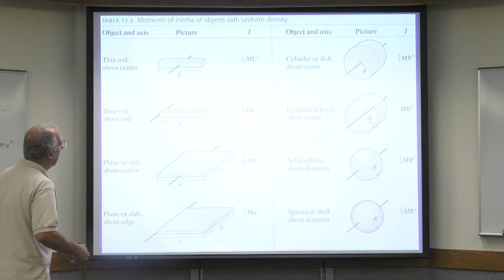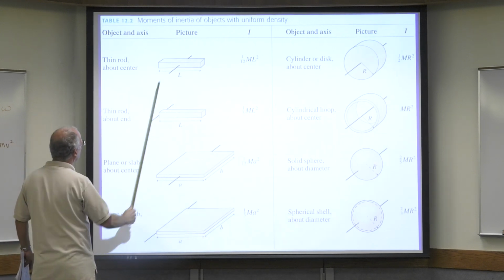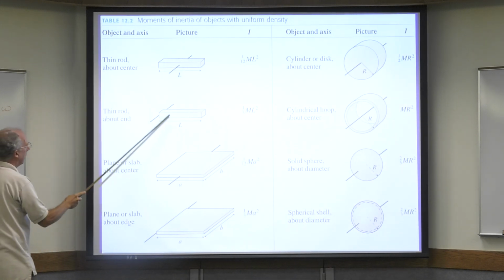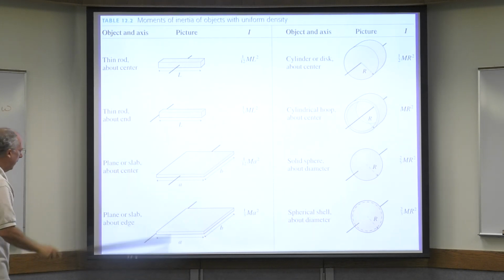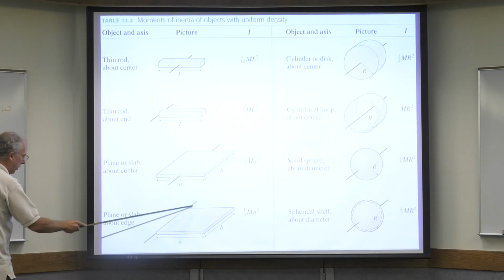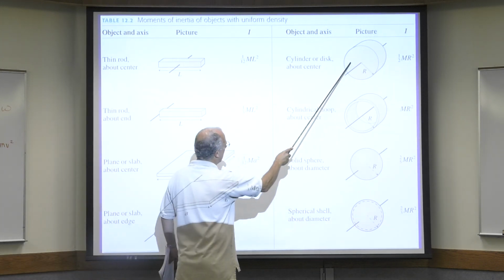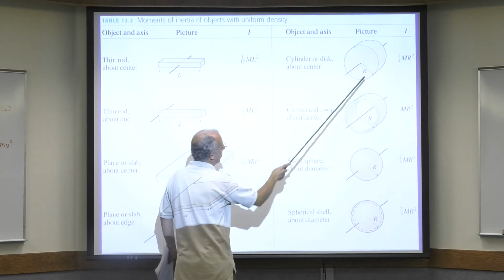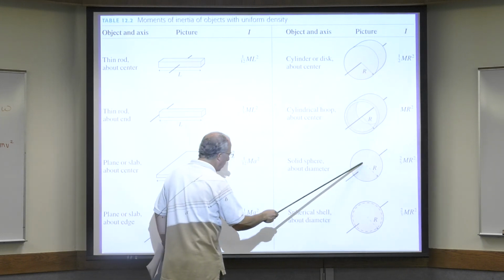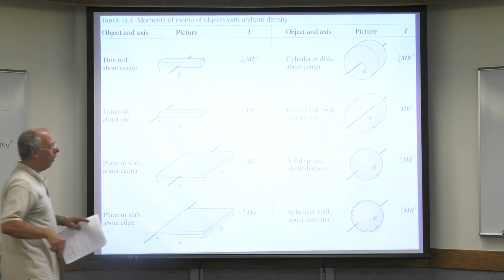So what does I depend on? Here's a thin rod, but they have different values. Well, it's because this one is rotating about the center, and this one is rotating about the end. Here's a slab, here's a slab. This one's rotating about the center, this one's rotating about the edge. Different values. Here's a solid disk, here's a hoop, different values. Here's a solid sphere, here's a spherical shell. Different values.